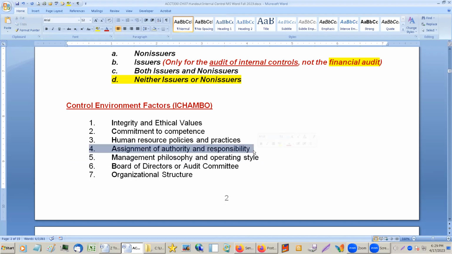Big one, obviously here, assignment of responsibilities. Board of directors is kind of an interesting one. Some boards of directors are really good and take their role really seriously. Sometimes they're just kind of a rubber stamp. When I was going through college, I worked at a bank for a while, and the board of directors was basically the bank president. He basically ran the board of directors. He just told them what to do, and that was it. They really didn't have any oversight.